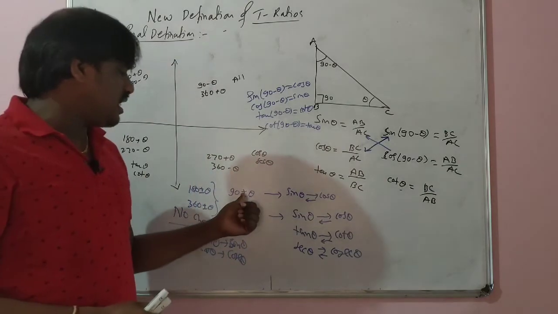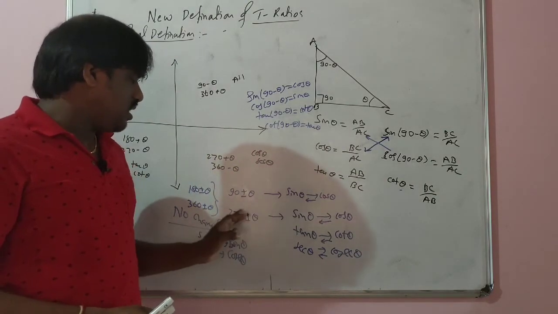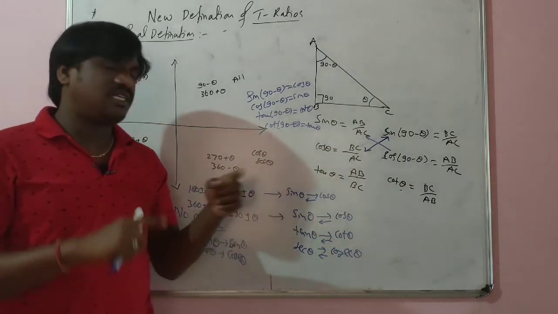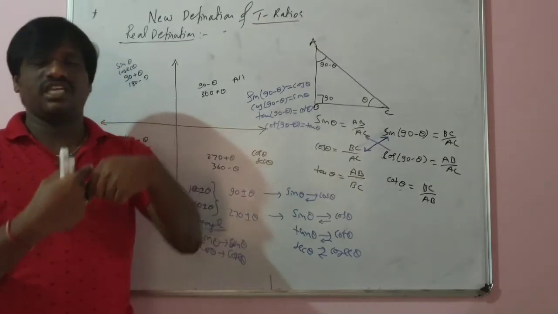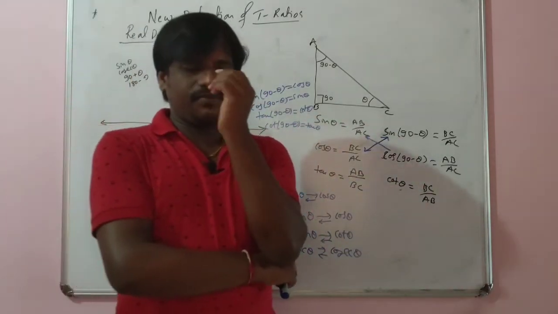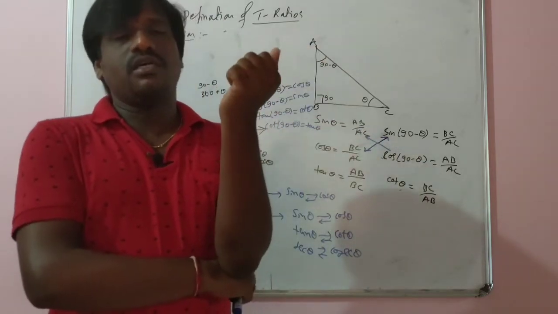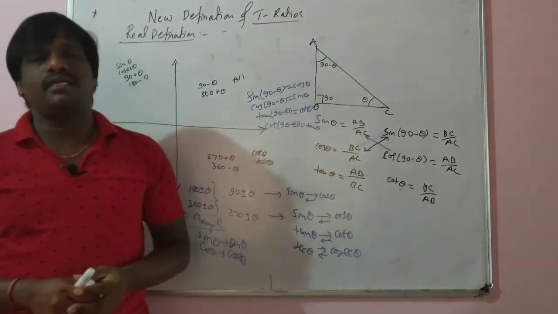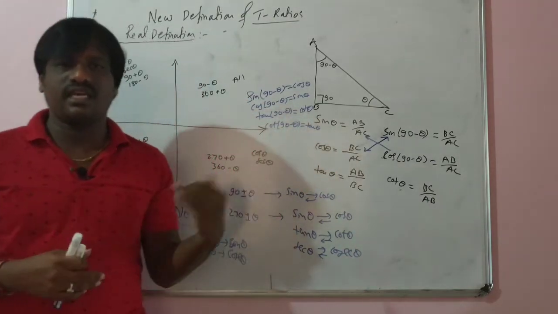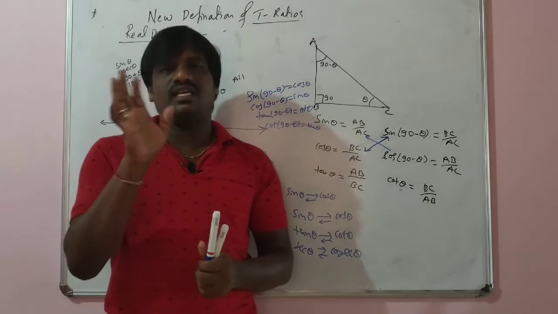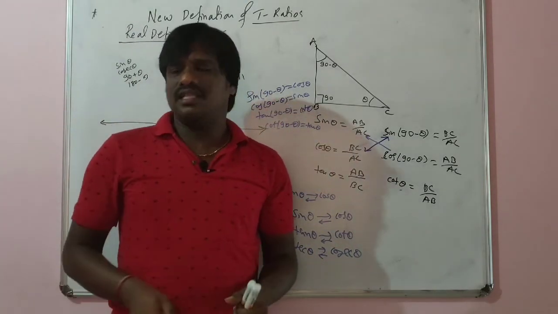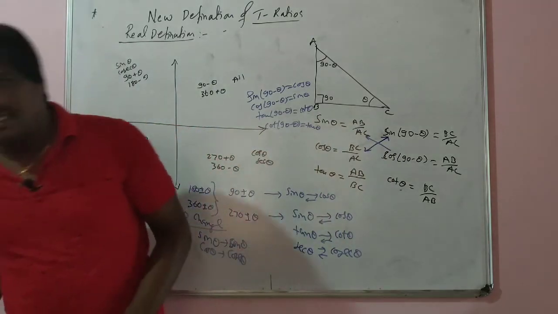So you understood here, for 90 plus or minus theta, remember that for odd multiples of 90, sine changes into cos, cos changes into sine, tan changes into cot, cot changes into tan, and sec changes into cosec, cosec changes into sec. And if it is even multiples of 90, like 90 into 2 is 180, 90 into 4 is 360, in that case there is no change. Sine is sine, cos is cos, tan is tan, cot is cot. There is no change.